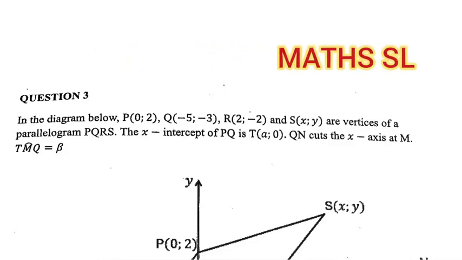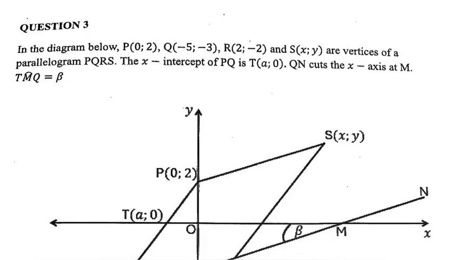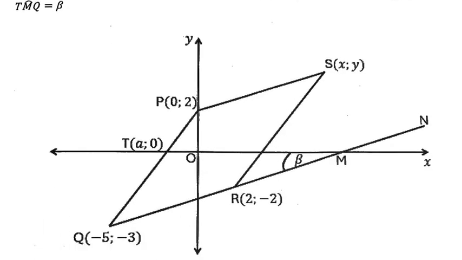This is question number 3. This is an analytical geometry question. The question says, in the diagram below, P, Q, R, and S are vertices of a parallelogram PQRS. The x-intercept of PQ is T. QN cuts the x-axis at M, and the angle TQM is equal to beta. So this is the information of the sketch.